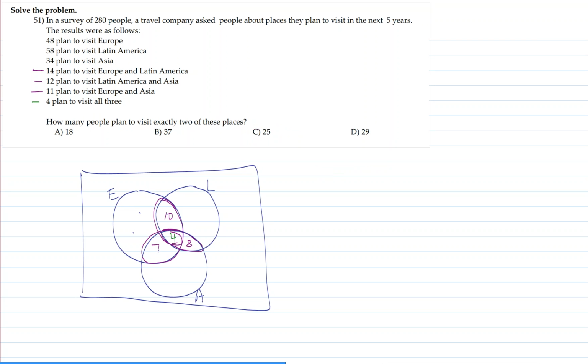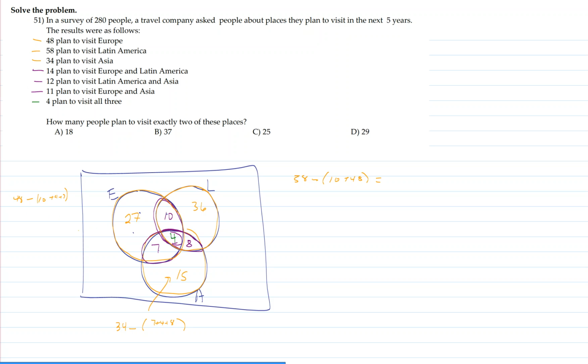So I know that I have 34 people who plan to visit Asia. So inside Asia, the whole circle has to total 34. What's going to go in here is 34 minus what I already have: the 7 plus the 4 plus the 8. I've already got 19 accounted for. So 34 minus 19, I got 15 in here. 58 plan to visit Latin America, so again, inside here has to total 58. If I do 58 minus the 10, the 4, and the 8, I get 36. So 36 goes in here. And now same thing for Europe. Those who plan to visit Europe was 48. So if I take 48 minus the 10, the 4, and the 7, I end up with 27.